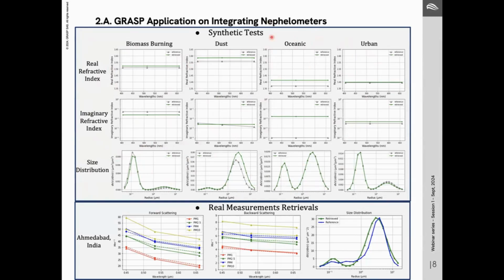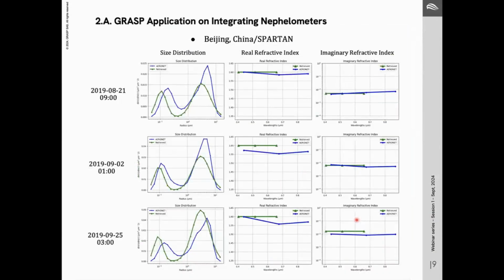In addition to the synthetic test, we also apply the retrieval to real data that was collected over India. As you can see, the retrieval shows a very good fit for forward scattering and backward scattering and for different size cutoffs. Meanwhile, the size distribution can also be very well captured. Based on that, I applied the retrieval method to the data collected from the SPARTAN network.